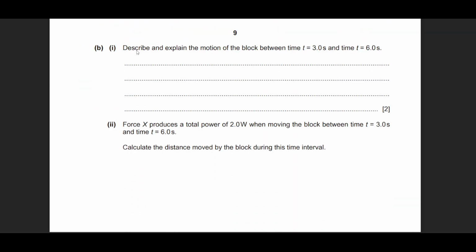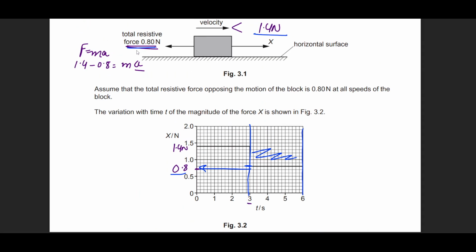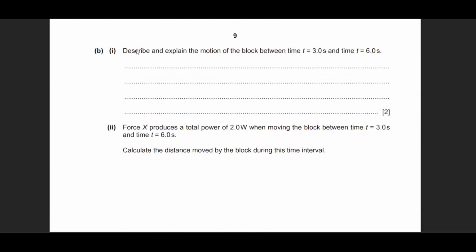Describe and explain the motion of the block between time t equals 3 and time t equals 6. What's happening with the object when it is in this region, from 3 up to 6? Since the force comes down to 0.8 and the resistive force is also 0.8, there is no resultant force, which I've already discussed theoretically. So you can simply write down: box moves at a constant speed.